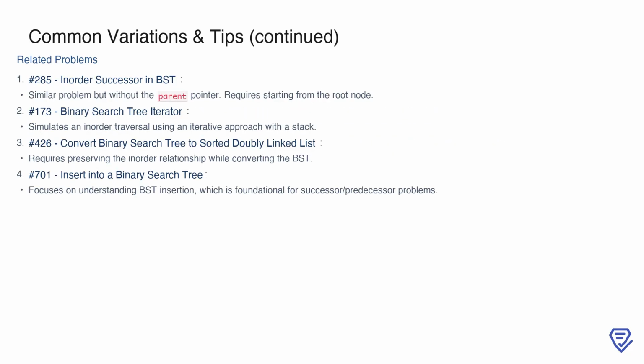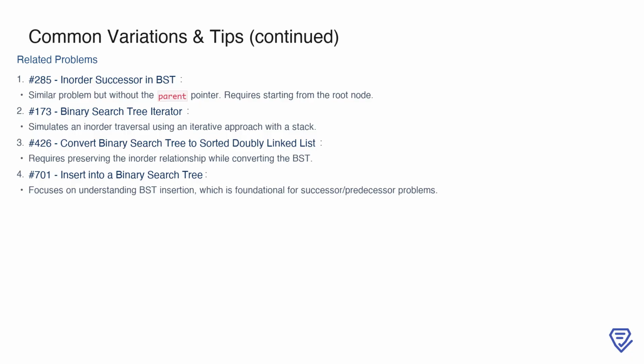This problem is closely related to several others that you may also encounter. For example, problem number 285, Inorder successor in BST, involves a similar task but without the parent pointer, requiring you to start from the root node. Problem number 173, binary search tree iterator, focuses on simulating an Inorder traversal using an iterative approach with a stack.